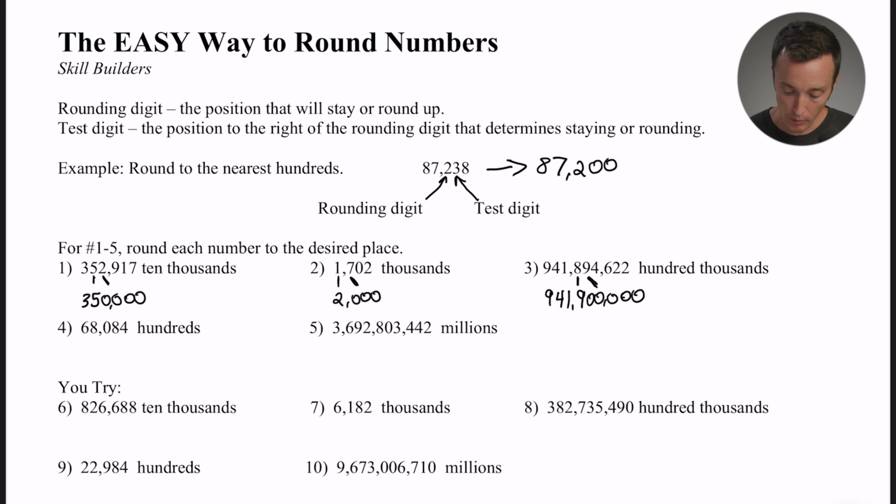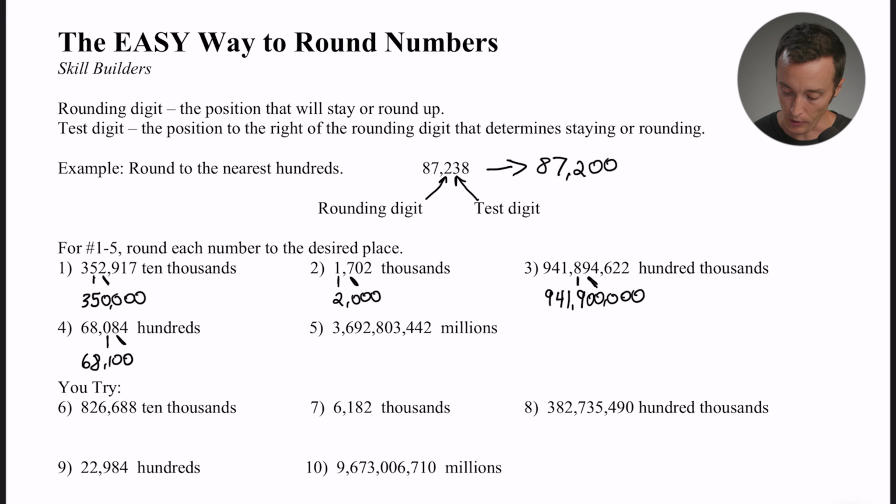Okay. How about number 4, 68,084, and we want to round that to the hundreds place. Well, in this example, the number in the hundreds place is a 0, so it's either going to stay a 0 or round up to 1. And the test digit is an 8. Remember, 8 tells us to round up, and so we have to turn that 0 into a 1. So the 68,000 stays as is, and then it would be 100.